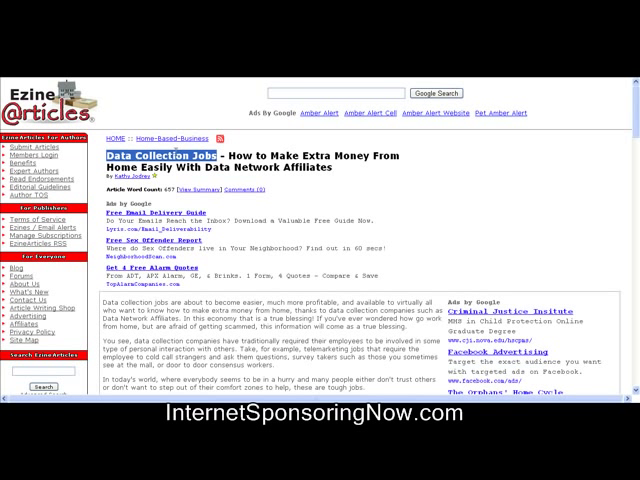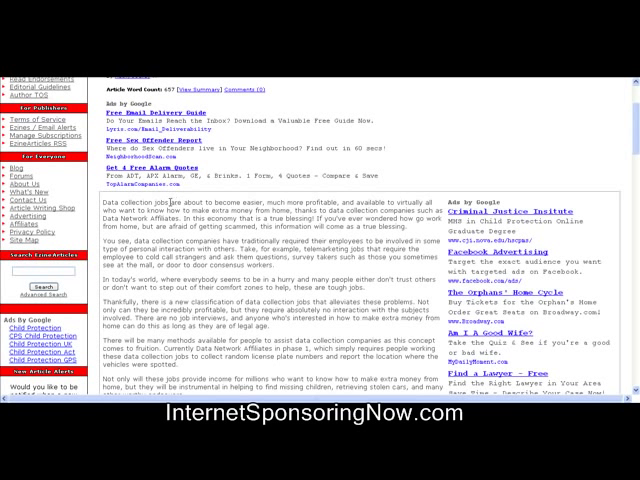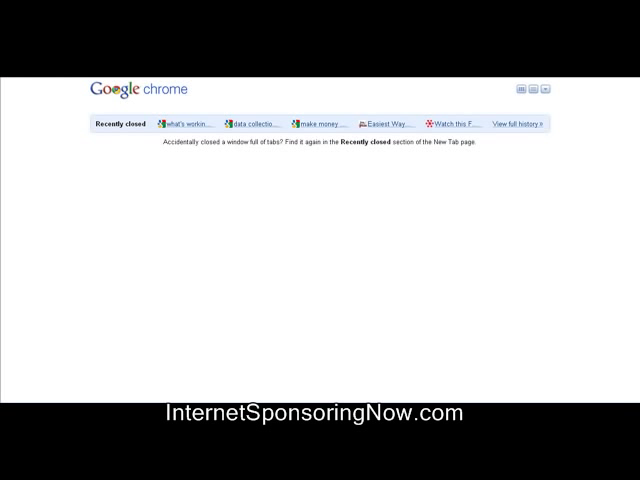You can read it here. It's the first keyword in the title of their article. It is the first word in the article itself, and it appears a couple times throughout the article. So what they're writing about is data collection jobs, and that is the keyword they are focusing on.